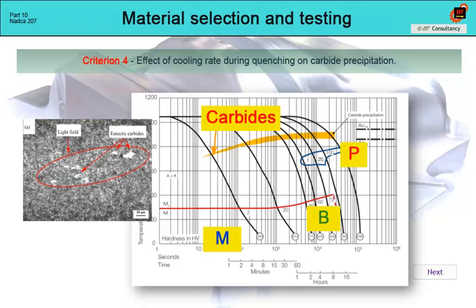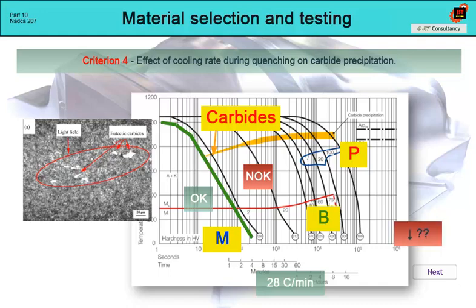Therefore, in order to pass the area of carbide formation, and at the same time have a 100% martensitic structure, we must cool down at a rate of at least 28 degrees Celsius per minute for materials of grade H11 or H13. If we cool at this rate or faster, our structure will be okay. If we are to the right of the green cooling curve, the structure will be defective.